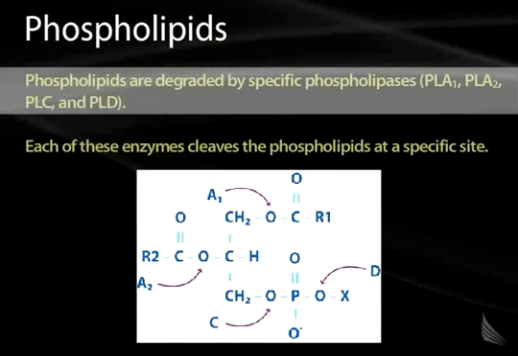Other enzymes can help to degrade phospholipids so that they can be absorbed from our diet. Some of these are phospholipase A1, which cleaves the fatty acid from the 1 position, phospholipase A2, which cleaves the fatty acid from the 2 position, phospholipase C, which cleaves off both the head group and the phosphate, and phospholipase D, which cleaves off just the head group, leaving the phosphate behind.